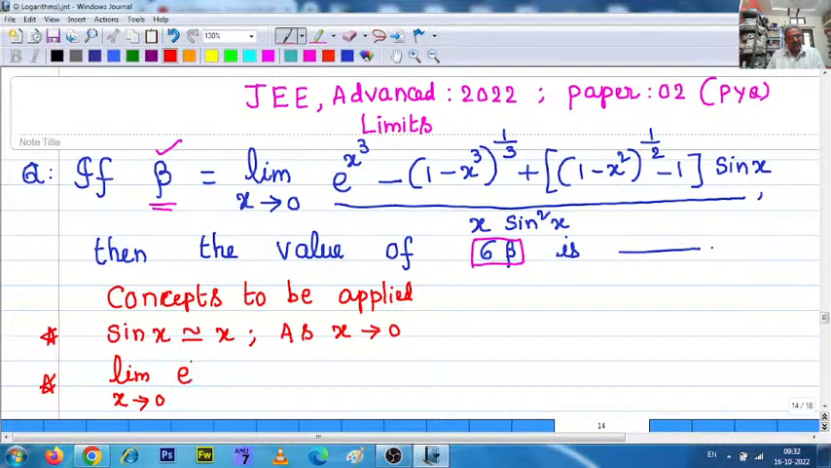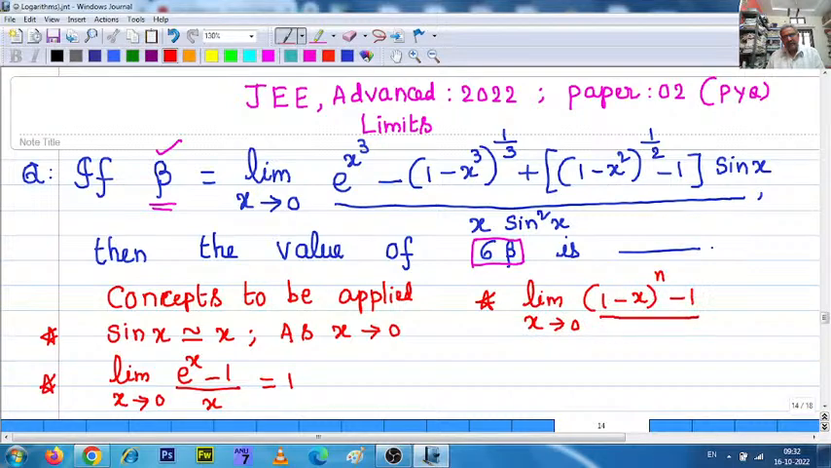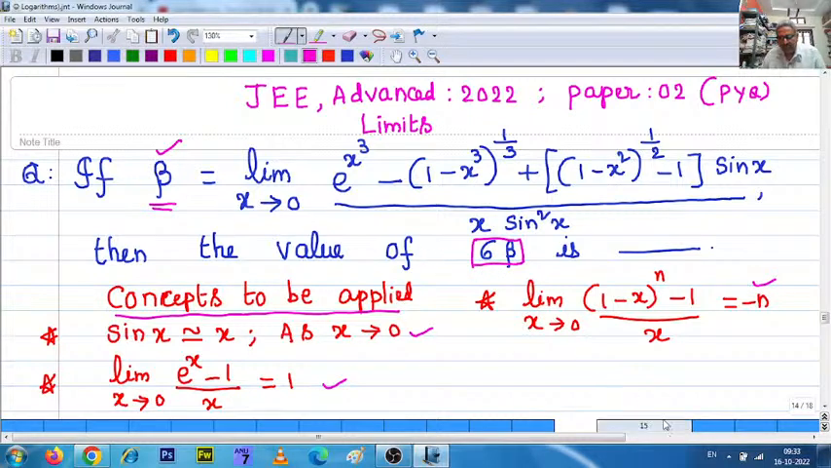Limit x tends to 0 of (e to the power of x minus 1) by x equals 1. Next, one of the standard limits is limit x tends to 0 of ((1 minus x) whole to the power of n minus 1) by x equals negative n. With the help of these three concepts, we can now easily solve this problem. Let us apply these three concepts to find beta, and after that multiply with 6 to get the answer. So let us move to the solution now.